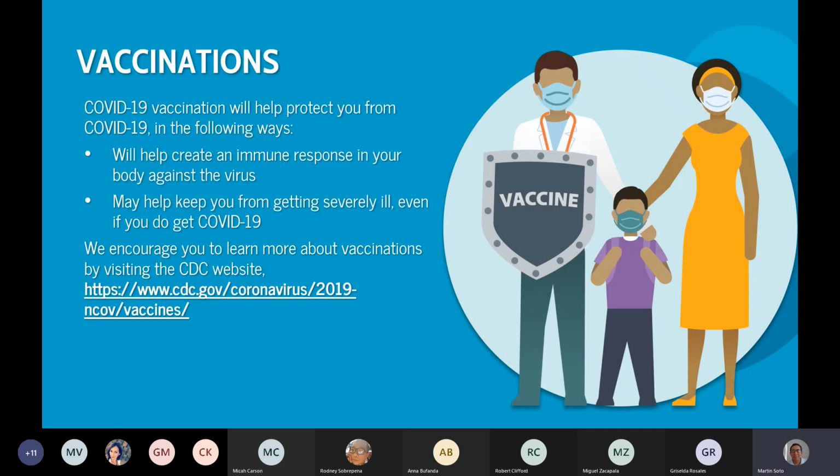COVID-19 vaccination will help protect you from COVID-19 in the following ways. It will help create an immune response in your body against the virus, so it creates antibodies. It may help keep you from getting severely ill, even if you get COVID-19. So even though you get vaccinated, you can still get sick, but this is how it helps you.